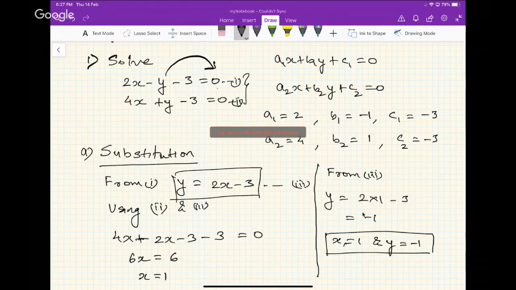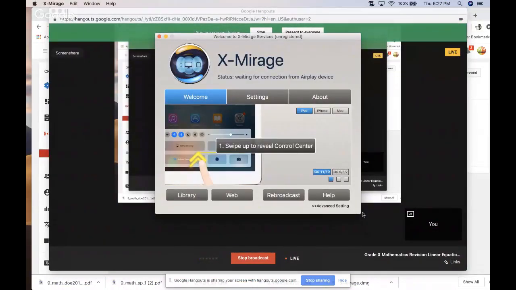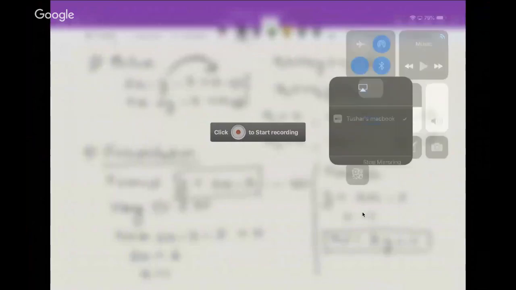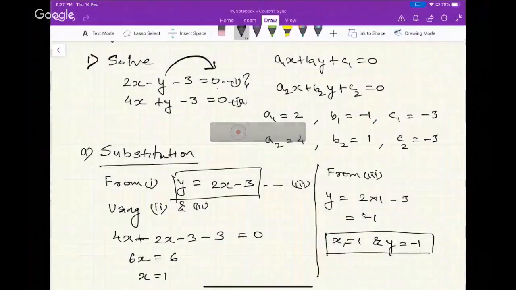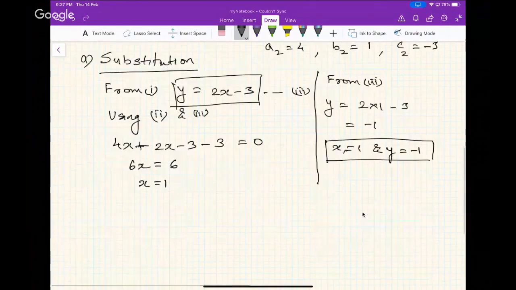So we just checked. This is called substitution. What did we do? We expressed one of the variables in terms of the other, then substituted in the second equation, and then found the other variable. Okay. Second is elimination.